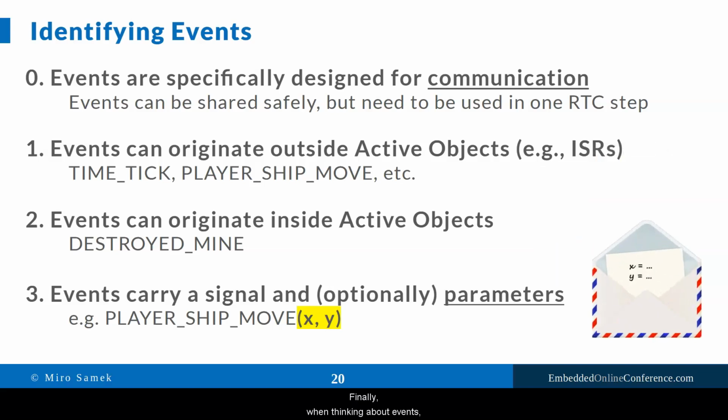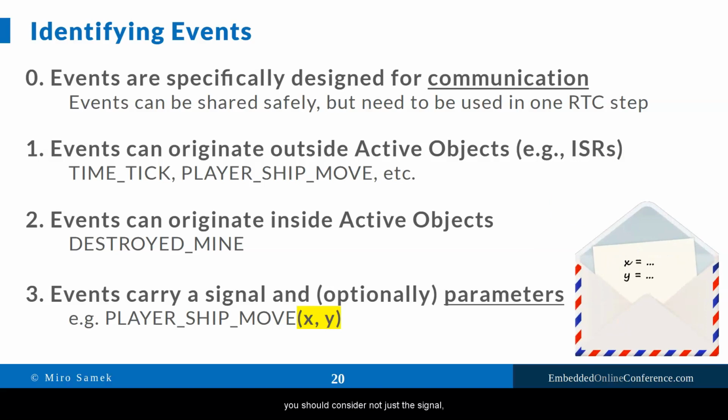Finally, when thinking about events, you should consider not just the signal, like player ship move, but also the additional information that the event can also carry inside its parameters. For example, the player ship move event can have parameters x and y, which will tell the ship active objects the exact position of the ship.